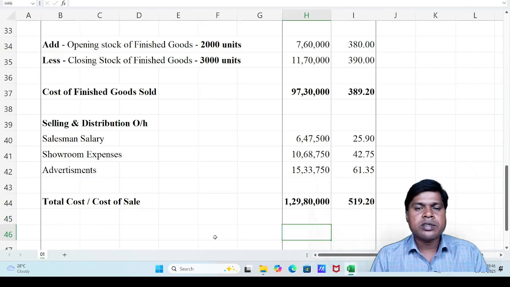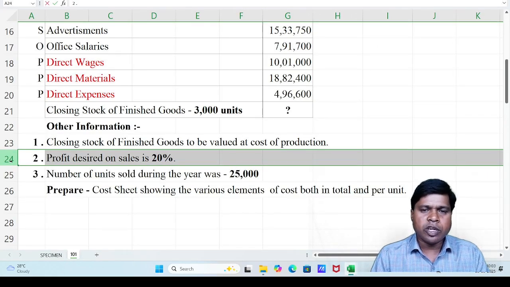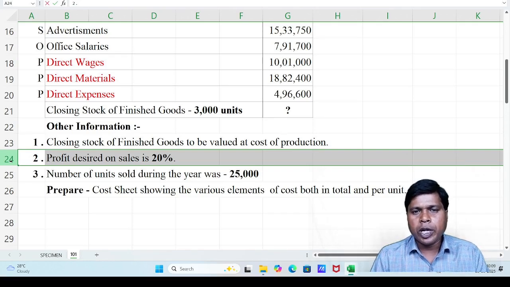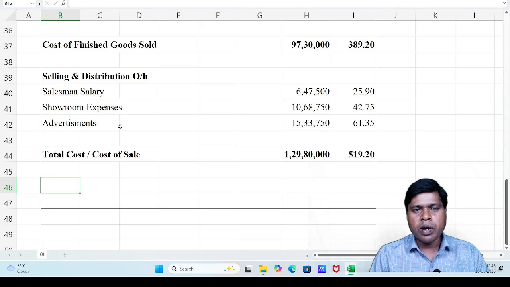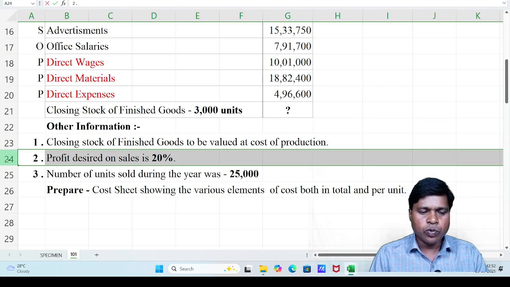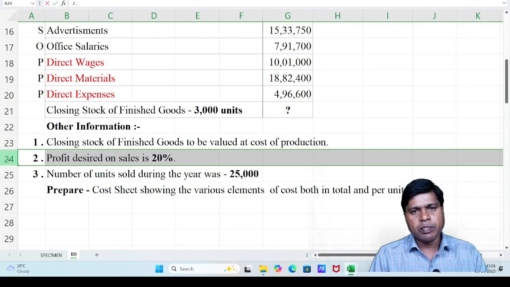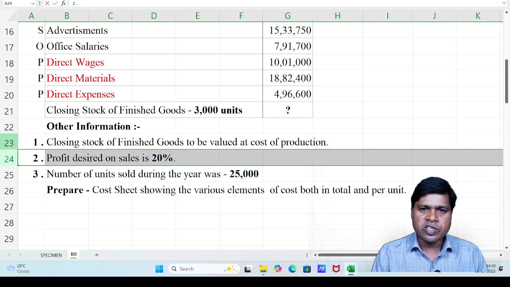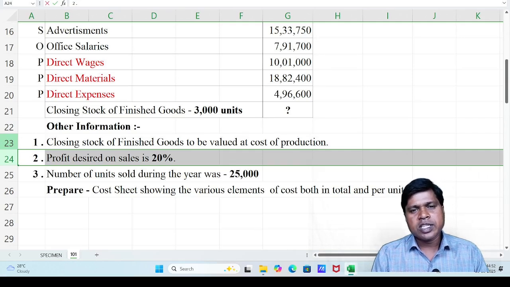519.20. And second last step, we have to calculate profit as per the given information in the other information. The second point of other information is profit desired on sales is 20%. It means 20% profit is expected on selling price. The amount of sales or amount of profit is not given in the question. We have to read the other information. Point number 2, profit desired on sales is 20%. So according to the given information, we have to calculate profit and selling price. The meaning of this sentence is expected profit of 20% on selling price.